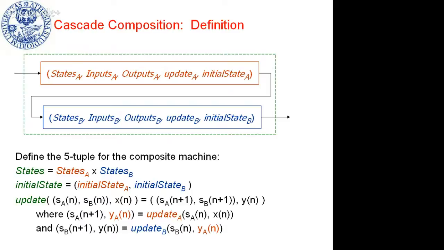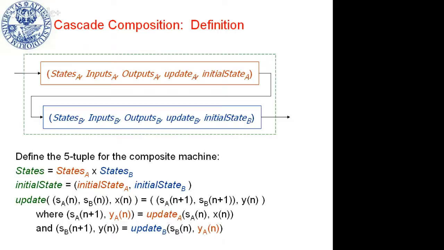Then, what are all the possible states? Well, machine A can be in any one of its states. Machine B can be in any one of its states. So the state of the composite is simply the union of any possible state of A with any possible state of B. Or in other terms, the set of states for the composite is the Cartesian product of the set of states of the machine A by the set of states of the machine B. Okay? And similarly, the initial state is the pair consisting of the initial state of A and the initial state of B.